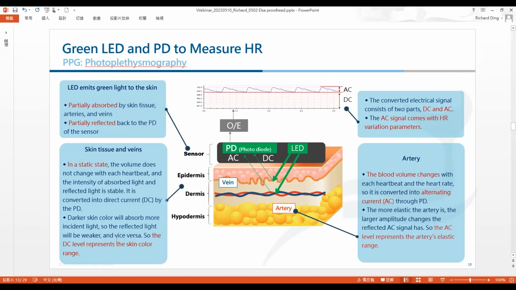Okay, so darker skin will absorb more incident light, so the reflected light will be weaker, and vice versa. So the DC level represents the skin color range. And the more elastic the artery is, the larger the amplitude change the reflected AC signal has. So the AC level represents the artery elasticity range. Okay, so this is the PPG basics for the green light here.